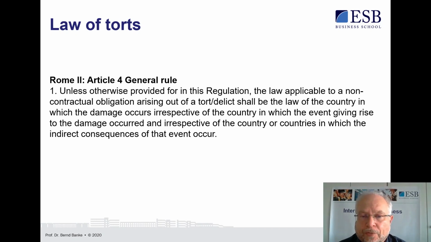Unless otherwise provided for in this regulation, the law applicable to a non-contractual obligation arising out of a tort or delict shall be the law of the country in which the damage occurs.